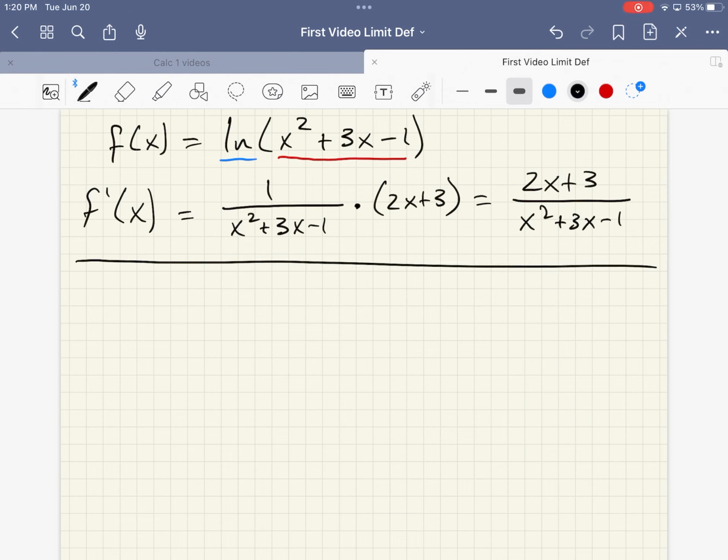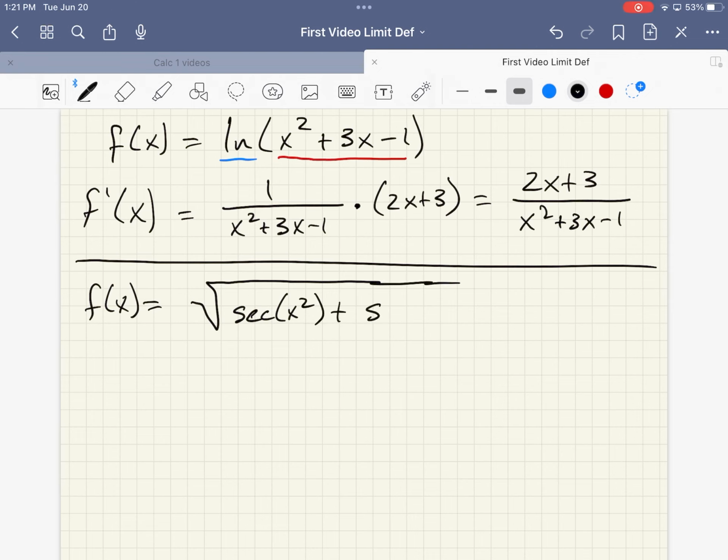This one will be a little bit more involved. So f of x equals, let's try this here, the square root of secant of x squared plus sine squared of x. All right, so pause the video and give that one a shot.